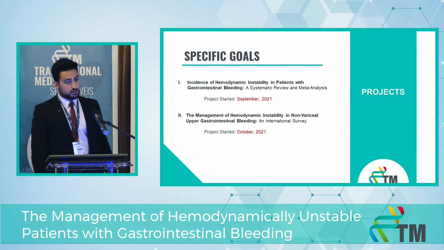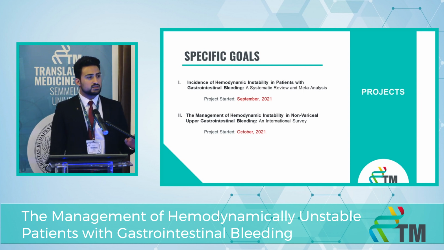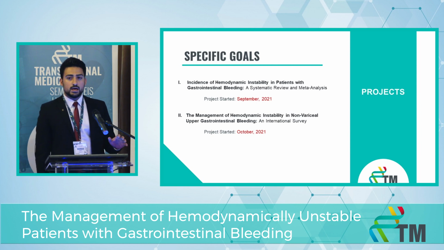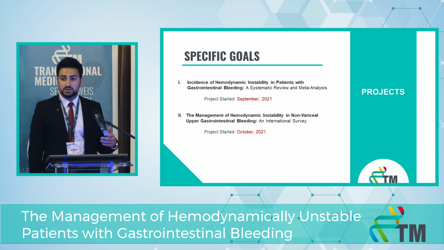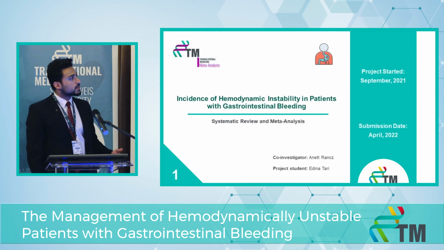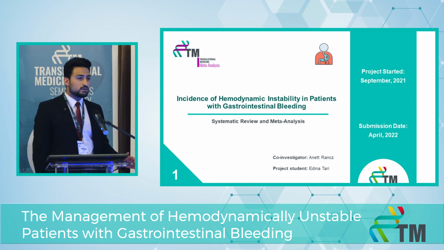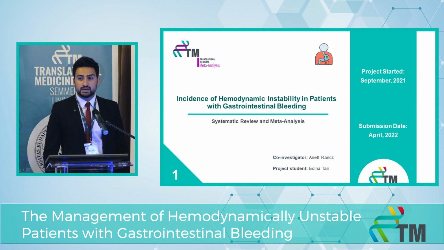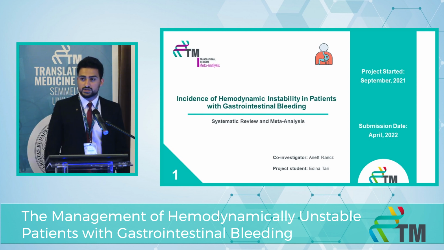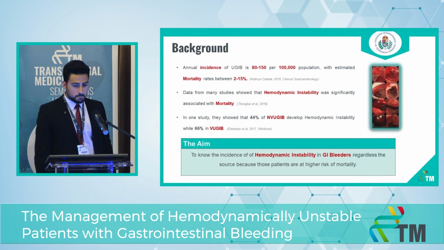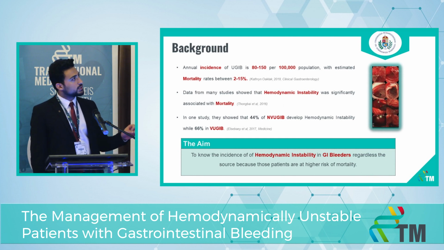Here's a quick overview of my two projects. My first project is looking at the incidence of hemodynamic instability in gastrointestinal bleeding, and my other project is looking at the management of hemodynamically unstable patients who come with non-variceal upper GI bleeding. My first project is going to be a systematic review and meta-analysis looking at the incidence of hemodynamic instability in patients with gastrointestinal bleeding. I want to emphasize a few points here.